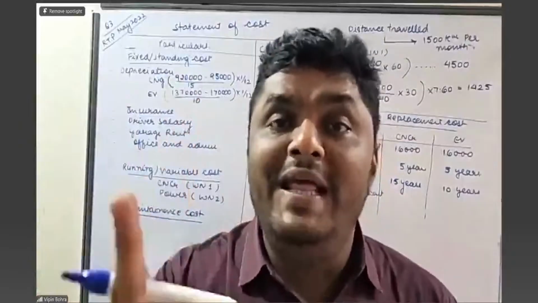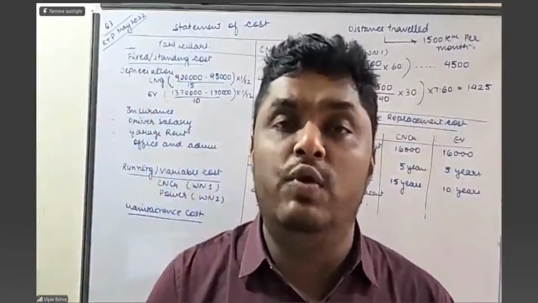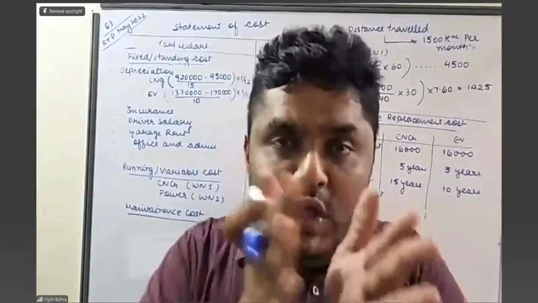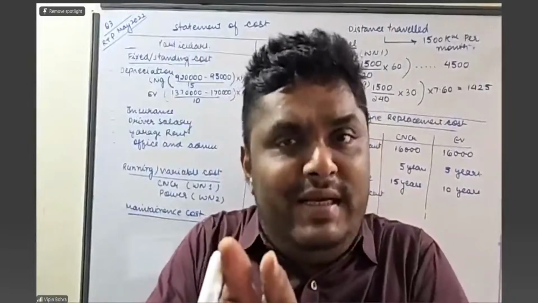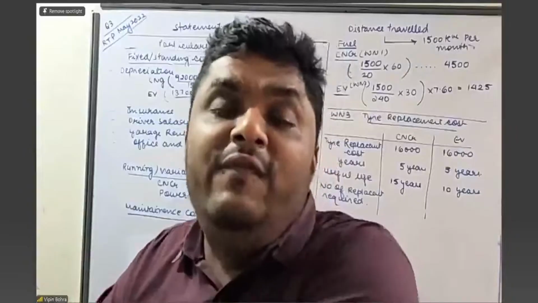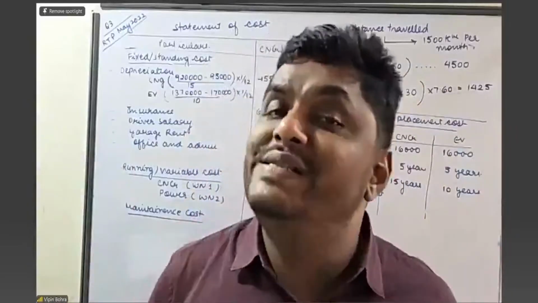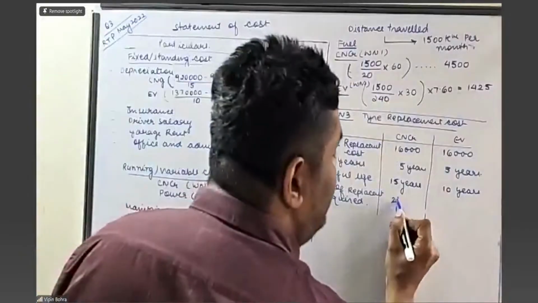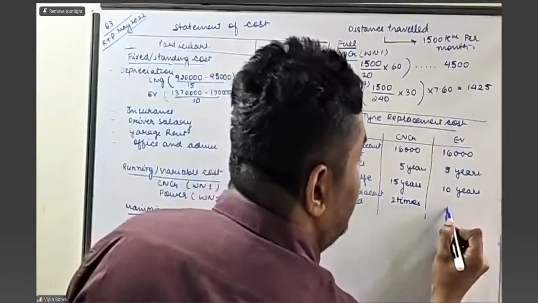No, the replacement is to be done 2 times only, because the tires come with the car once. So after 5 years we will replace the tires. Then again in the 10th year we will replace the tires, and then in the 15th year we need not replace. We will scrap the car. So how many times is the replacement required? Here 2 times and here 1 time.